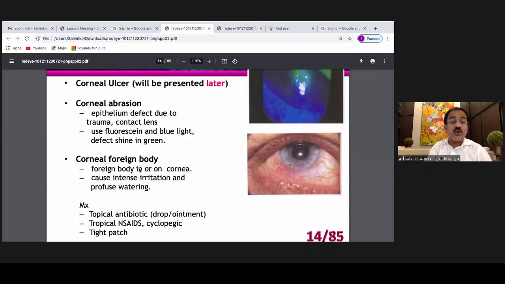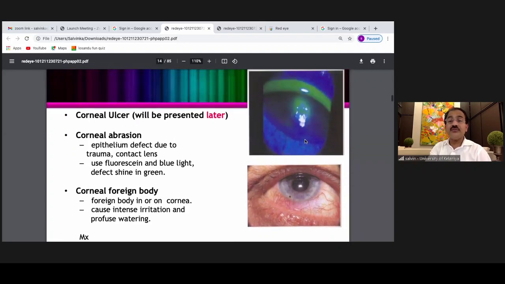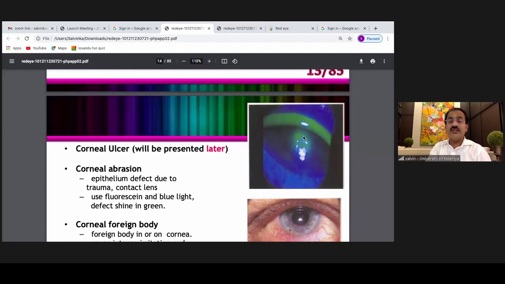You can get corneal ulcers, especially farmers. Right? Look at this picture. Now here, this is a corneal ulcer.